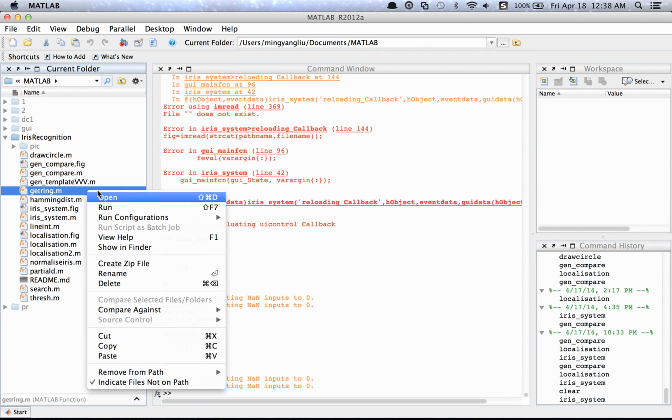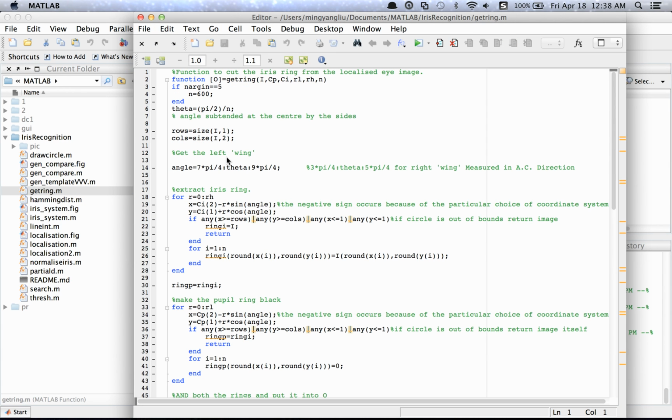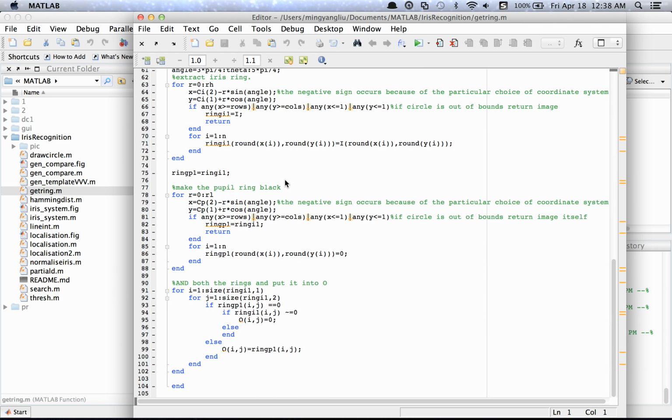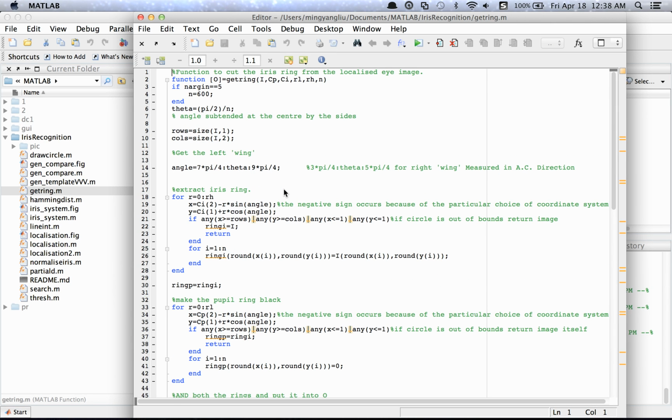Then the next one is the getRing function. You can see this function is very like the first one. It's just to cut the iris ring from the localized image. You can see the input parameters include the image, the iris center coordinate, the pupil center coordinate, the radius of iris, the radius of pupil, and the number of sides.